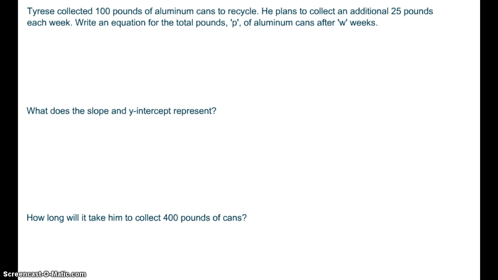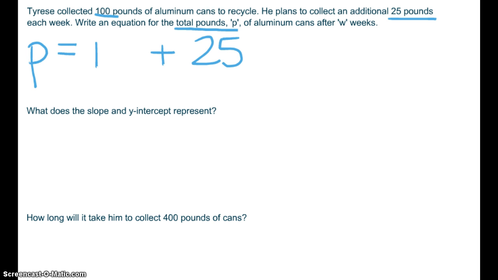So let's think about what it is. We're looking for the total number of cans, P. So P is going to represent our total number of cans. So the total is going to equal, well, he started with 100 pounds. So let's go ahead and write 100 pounds. That's what he started with. Plus, he's going to collect 25 pounds each week, and each week will be represented by W. So the equation for this line would be P equals 100 plus 25W.